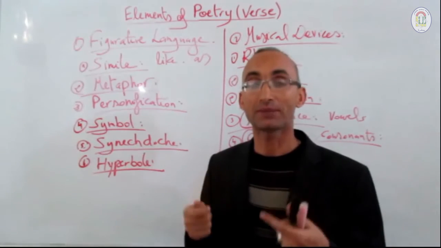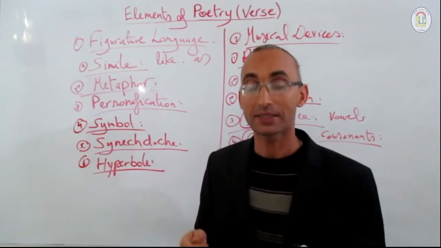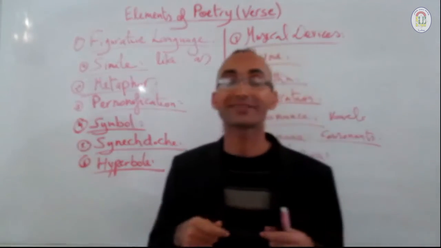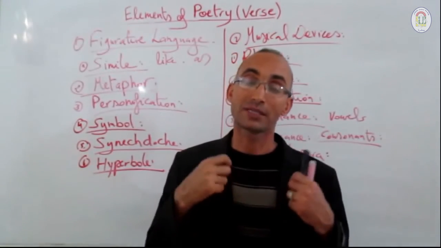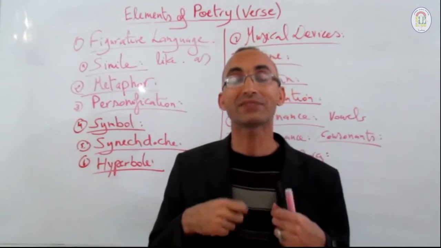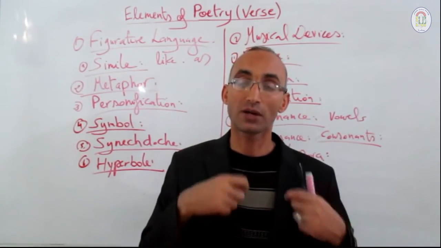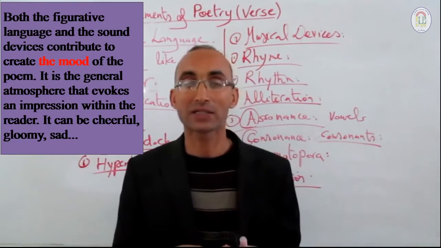It creates imagery at the level of the poem. And number four, which is the use of the musical devices, which also enrich the meaning of the poem and give it that musical tone, thanks to the repetition of certain sounds in that poem.